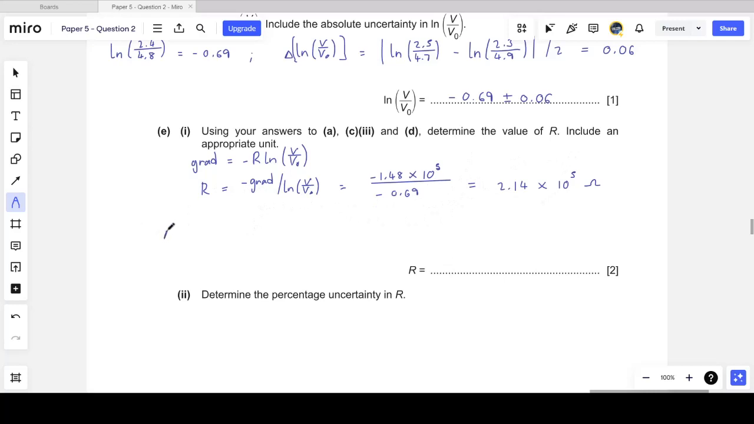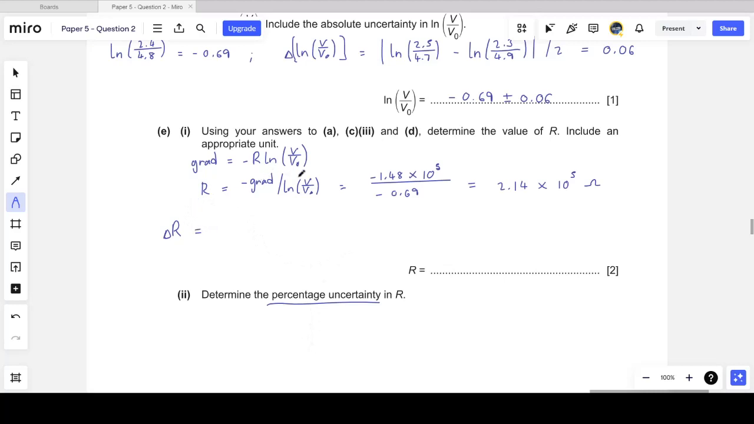And they did only ask me to calculate R, but I'm also going to calculate the absolute uncertainty in R, because I do have a feeling they're going to ask me for that. Actually, I have more than a feeling. I can see it just below. So I'm going to calculate the absolute uncertainty, which makes the next question a lot easier.